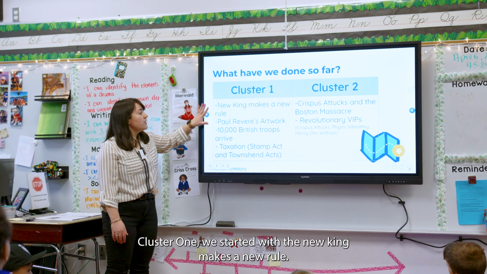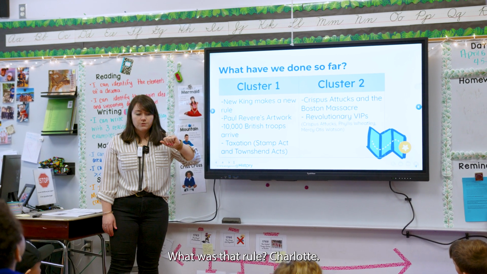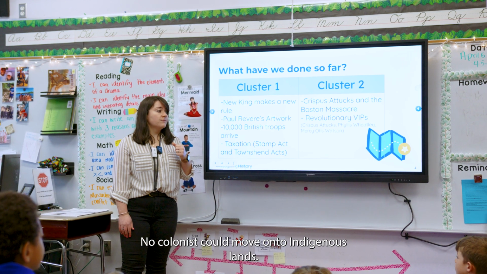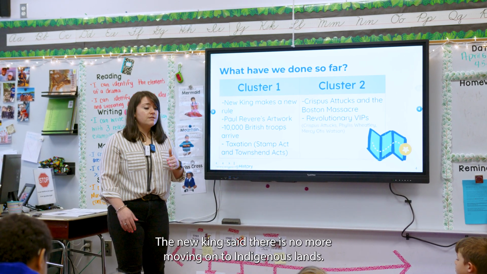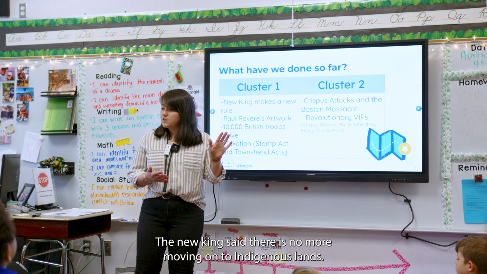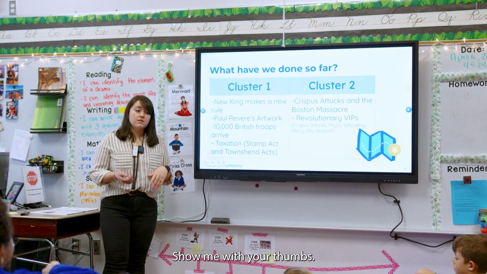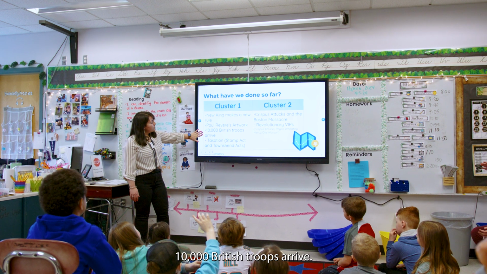Cluster 1, we started with the new king makes a new rule. What was that rule? Charlotte. No colonists could move on to indigenous lands. You got it. The new king said there is no more moving on to indigenous lands. And how did the colonists feel about that? Show me with your thumbs. Not great. 10,000 British troops arrived.